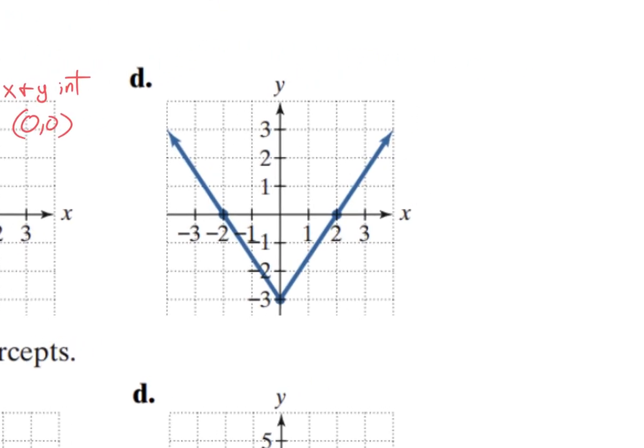And D, we have 2, 0, negative 2, 0. Those are the x-intercepts. And the y-intercept is 0, negative 3.